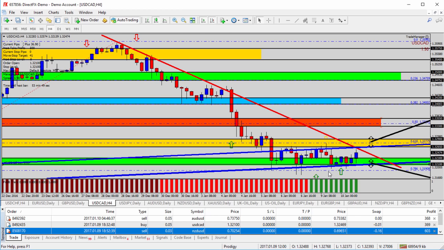And of course, the other side of the story, again, is that coming into the yellow zone may provide you with an intraday selling opportunity for the day today on the USDCAD.